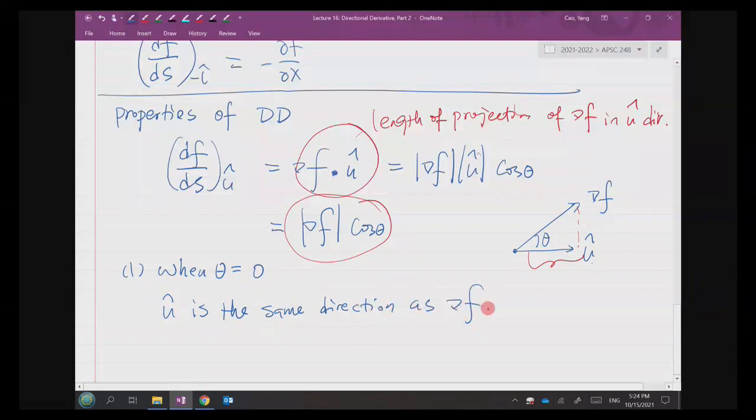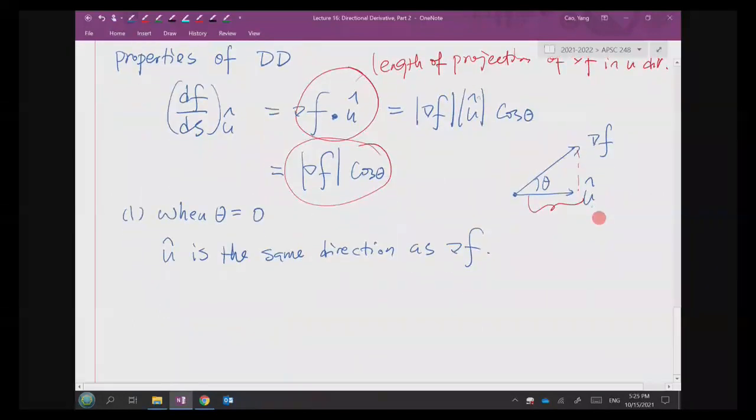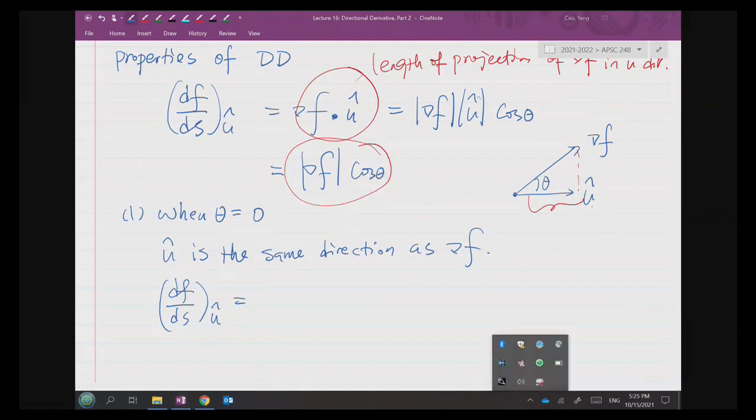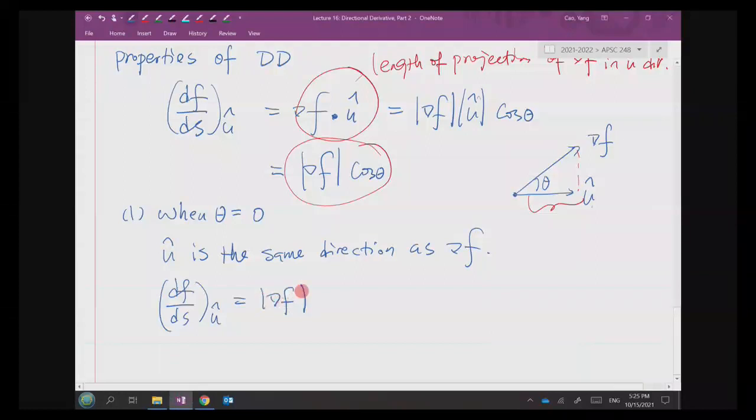Right, so that's the question. Basically, if u hat is now the same direction as del f, so what do we get? Theta is 0, so cosine 0 is 1. So you get what? You get the magnitude of the gradient vector, based on this formula here.